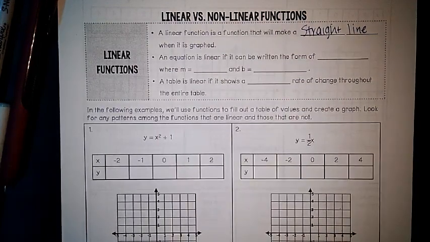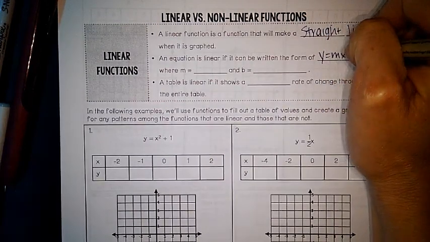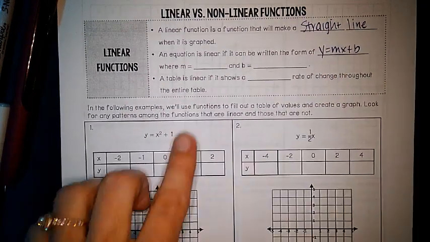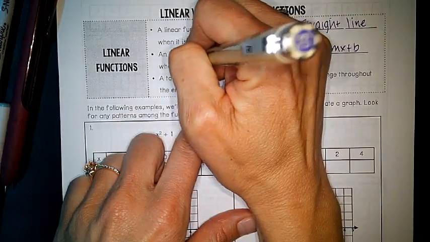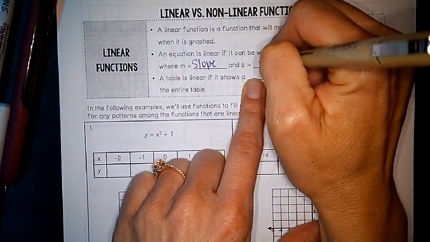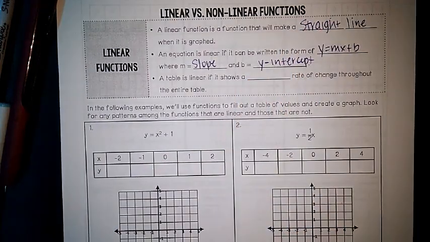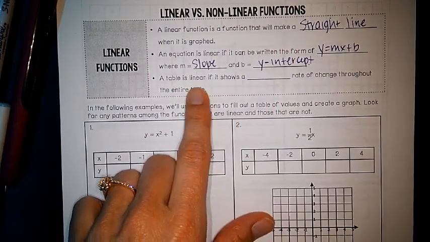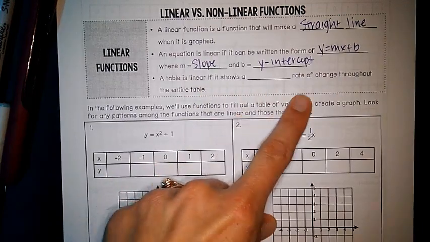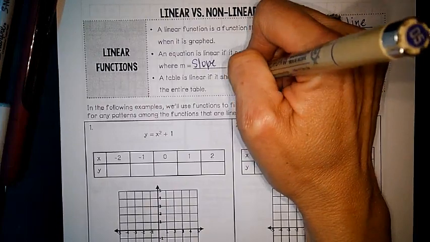An equation is linear if it can be written in the form of y equals mx plus b, where m is the slope and b is the... The table is linear if it shows a blank rate of change throughout the entire table. Constant.